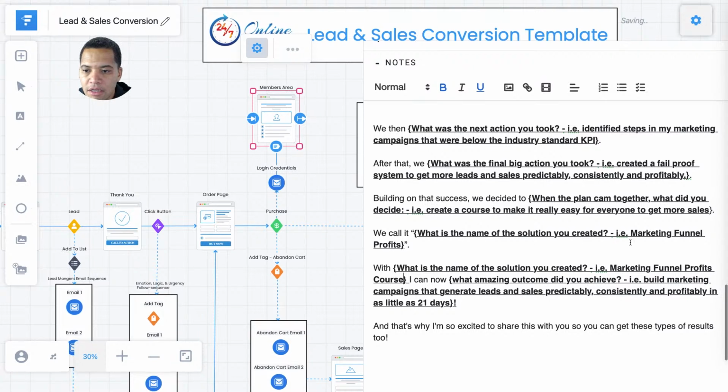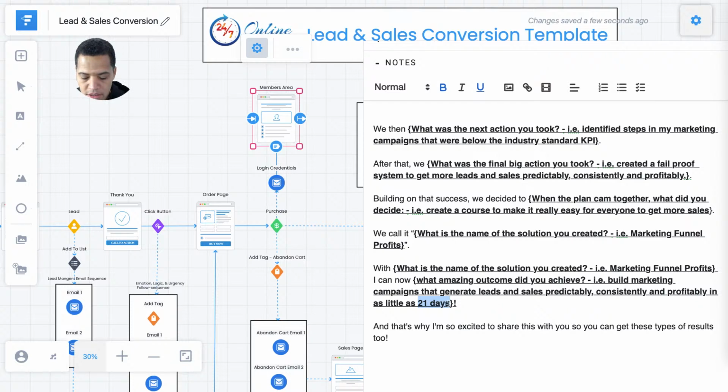Okay, all right, there we go. We call it Market Fund Profits. With Market Fund Profits, I can now build marketing campaigns that generate leads and sales predictably and profitably in just 21 days. Oops, it's not 21 days, it's something different. Six weeks. Perfect.